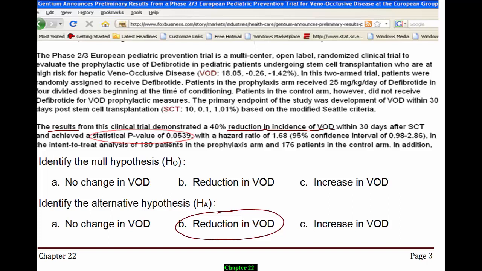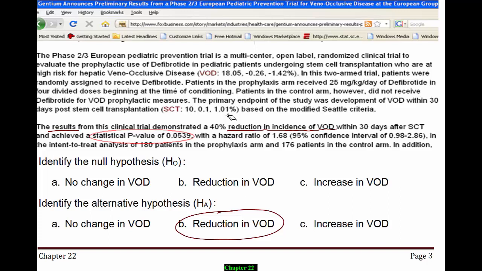Now notice that they got a 40% reduction. That's just a sample statistic. That's exactly how much of a reduction they observed. When they compared that to the placebo, that's how they arrived at their p-value. Alright, so we have our alternative hypothesis.